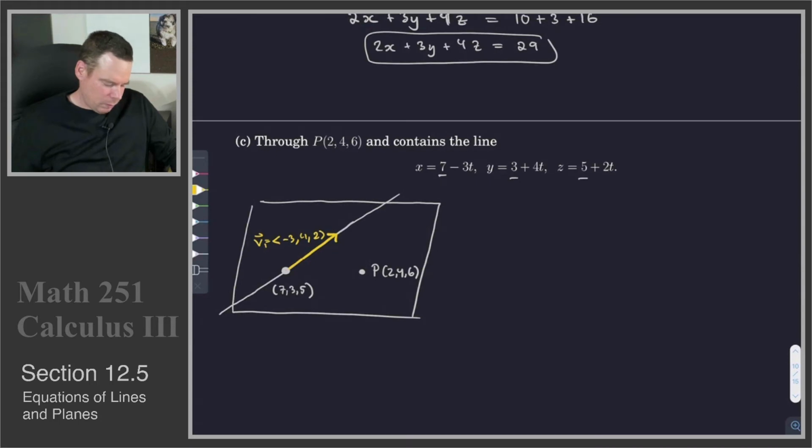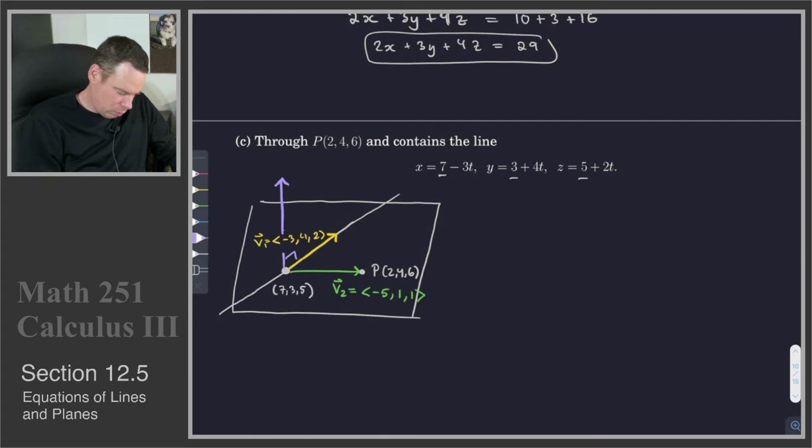And with those bits of information, I can then find another vector in the plane. This vector, let's call it v2. That vector would be tip minus tail, so it would be 2 minus 7, that's negative 5, 4 minus 3, that's 1, and 6 minus 5, that's 1. So now I have 2 vectors in the plane. That tells me then I can go ahead and construct a normal to the plane. That's really what I'm interested in, getting a normal to the plane. So I'll do v2 cross v1 to get that normal.